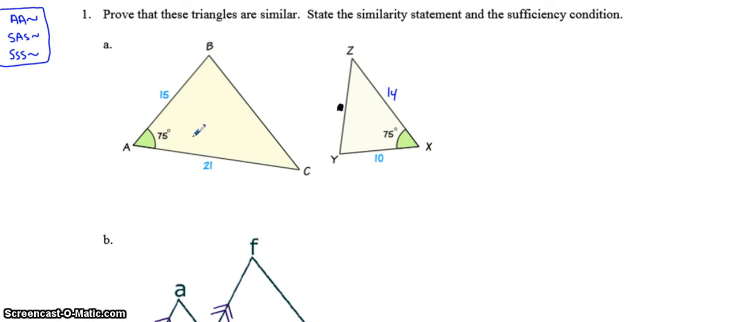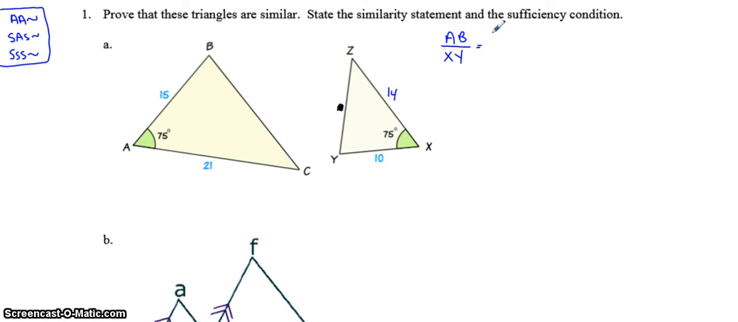So we have two sides on this triangle and the angle in between. We have two sides in this triangle and the angle in between. So it looks like we're going to be using the SAS, but we have to prove that the sides are proportional. So in the first triangle, side AB goes with side XY. So we start from the 75 and we go to one of the blank angles here, but it's the shorter side. So that's why that goes with XY.